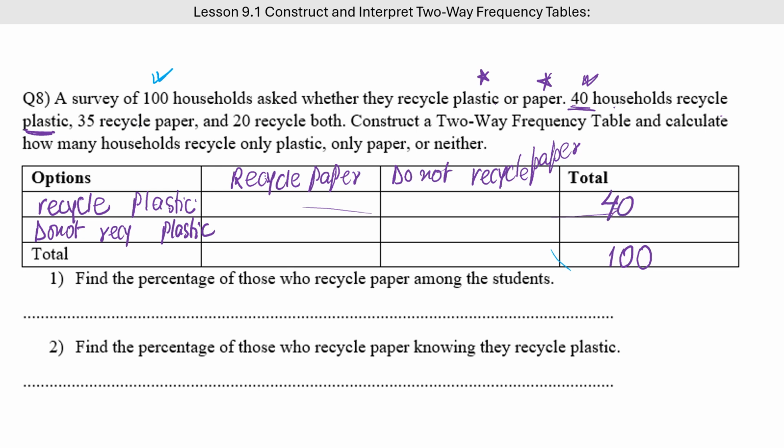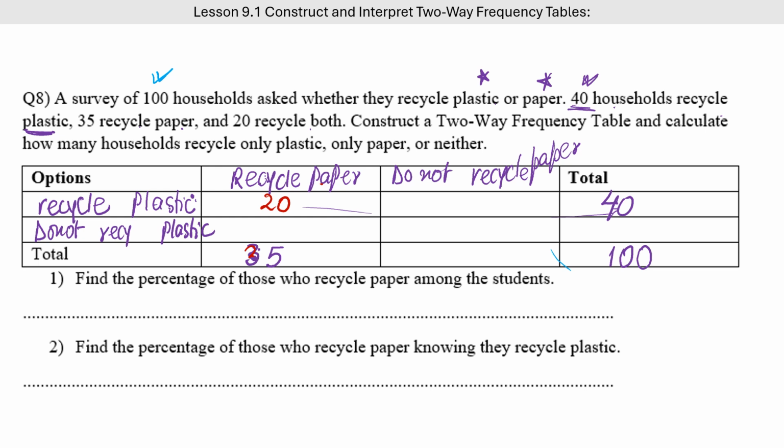35 recycle paper. Where is the total of recycle paper? It's here. Okay, so I write here 35. 20 recycle both, which means 20 recycle paper and recycle plastic. So look, recycle plastic here and recycle paper here. So how many are they saying? 20. Now that's it. Now construct.